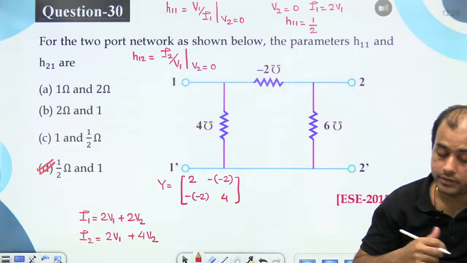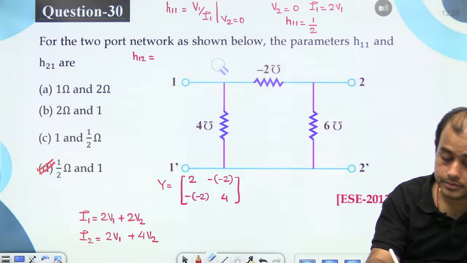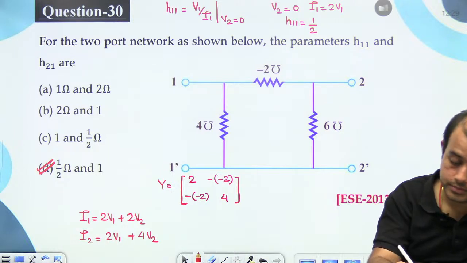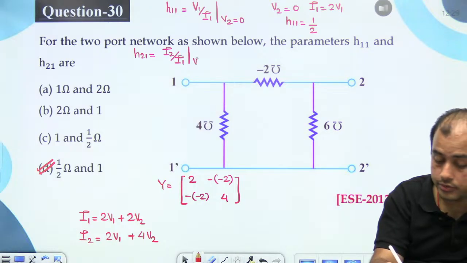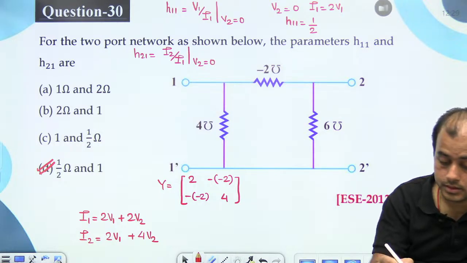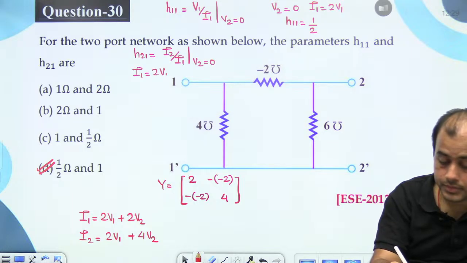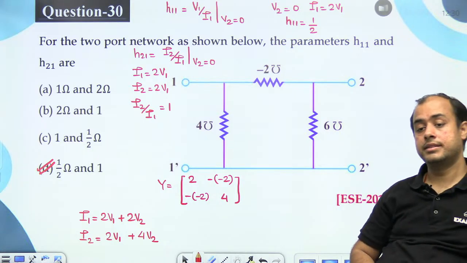Now wait, I2/V1 when... H12 is... H21, I2/I1 when your V2 is 0. So V2 is 0, I1 is 2V1, I2 is 2V1. So I2/I1 is 1. Done. So the answer is 1.